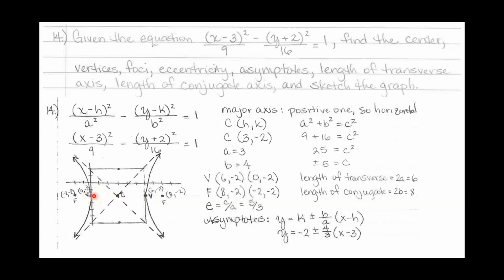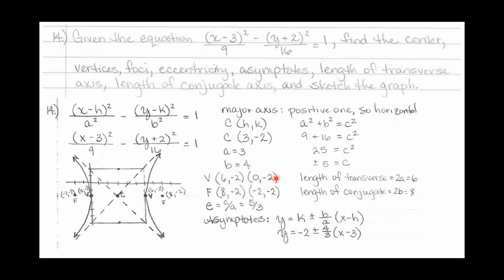So a was 3, the distance from the center to the vertex, the distance from the center to the end of the major axis. So if I start right here at (3, -2) and I go forward 3, I'm at (6, -2), and if I go backwards 3, I'm at (0, -2). So those are my two vertices.